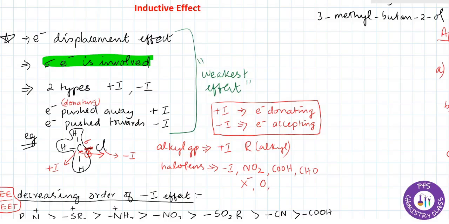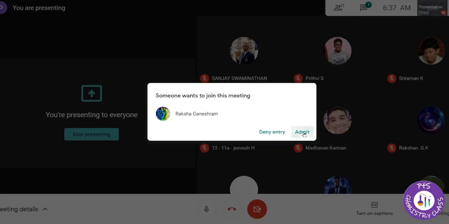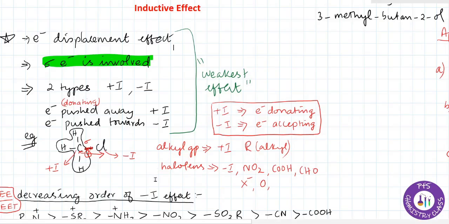There are two types of inductive effect. One is called the plus I effect, and the other is called the minus I effect. Plus I effect means a group is donating electrons, or we can say electrons are pushed away from the group. And when the electrons are pushed towards a particular compound, we say it is a minus I effect.